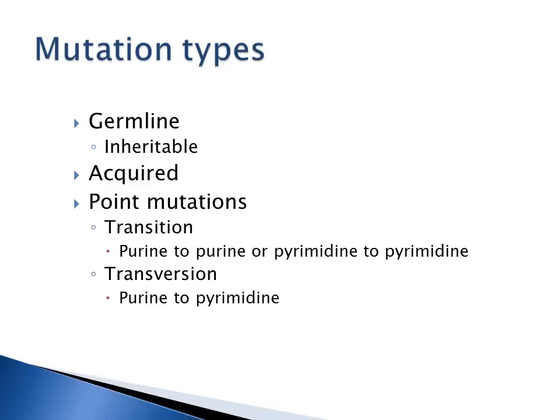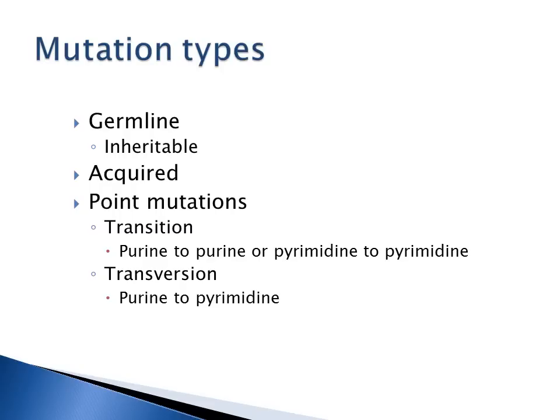There are various types of mutations. We talked about structures of mutations, the types of mutations. There are germline mutations, and those are inherited from one generation to another. You can have acquired mutations. These usually happen when you have a normal sequence, and things such as UV light exposure can cause you to acquire a mutation.